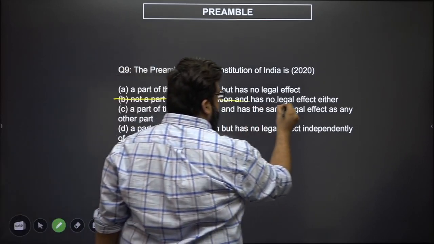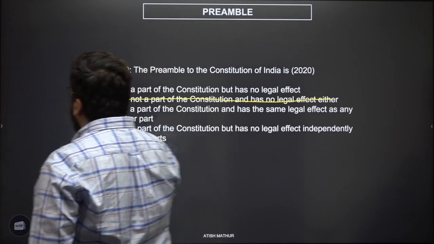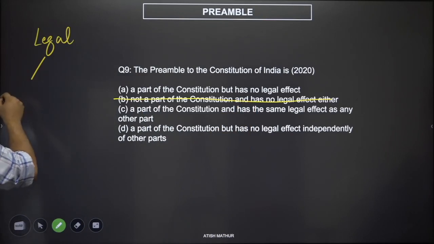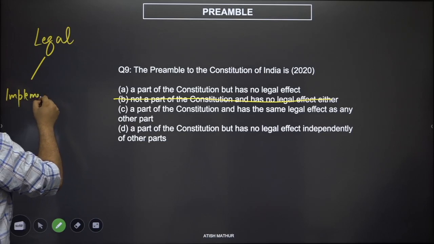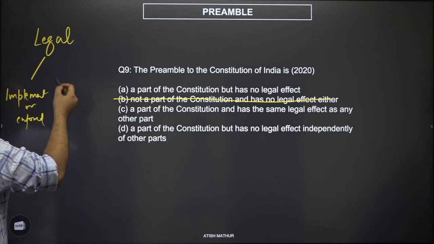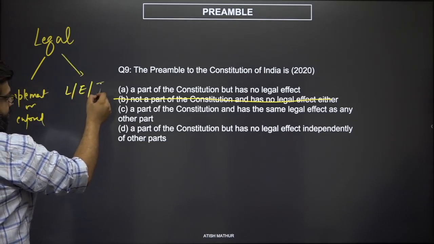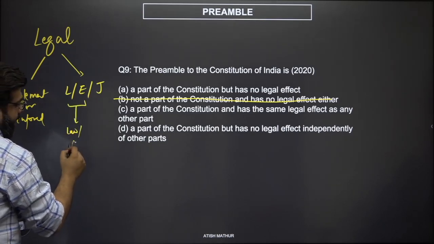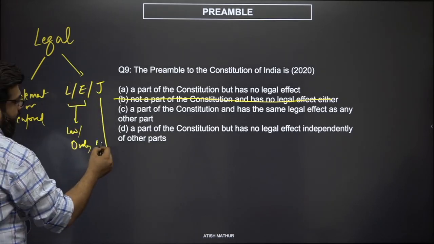So this option is eliminated. What else is left is the word legal effect. Legal effect means two things. First, can the preamble be implemented or enforced as it is? And second, can the legislature or the executive make a law or an order only based on the preamble? And can the judiciary give a judgment only based on the preamble?